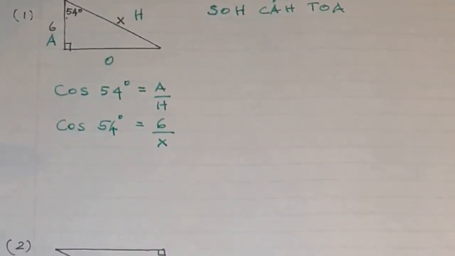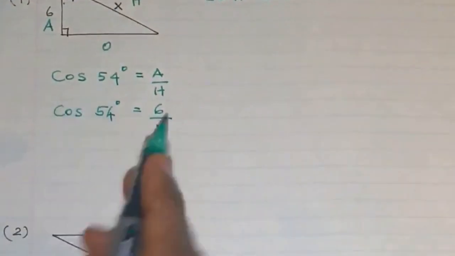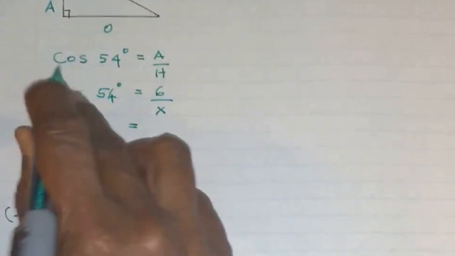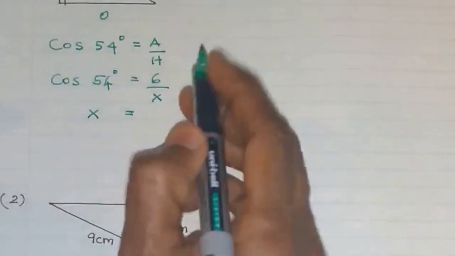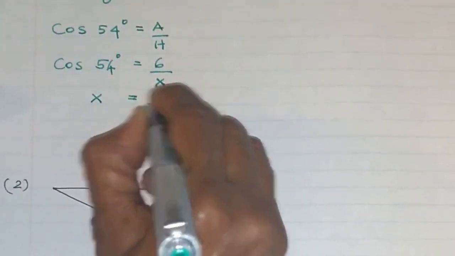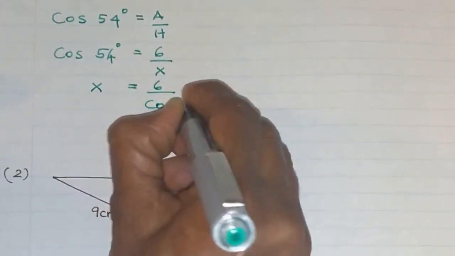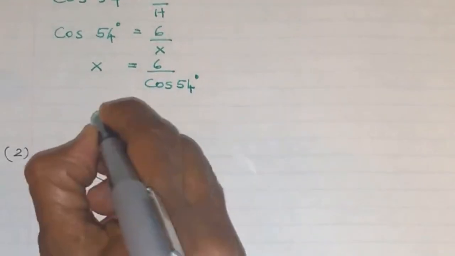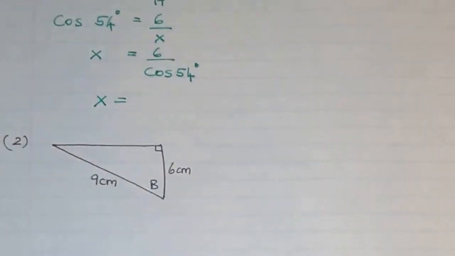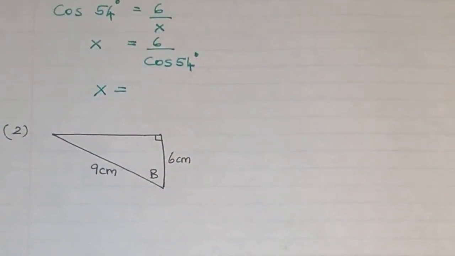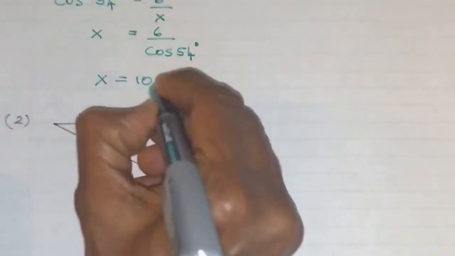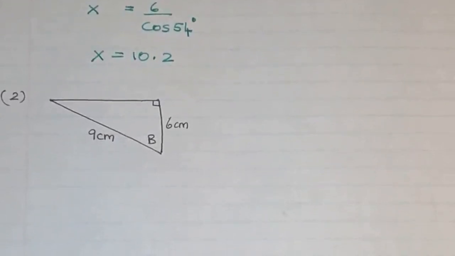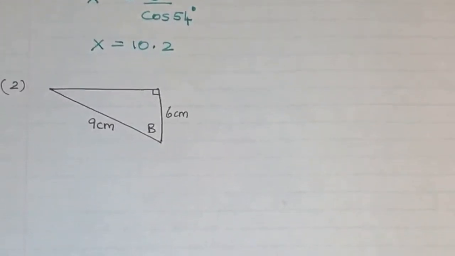Now I have to isolate x. So what I'm going to do is bring the x over to this side. It's going to be multiplied, so it's going to go up, and cos 54 is getting multiplied, so when it moves to the other side, it's going to be divided. So this is what I have to solve to find what x is. So x is going to be 10.2 units. I'm just not going to write the units because it's not given whether it's centimeters or meters. I'm just going to leave it like that.